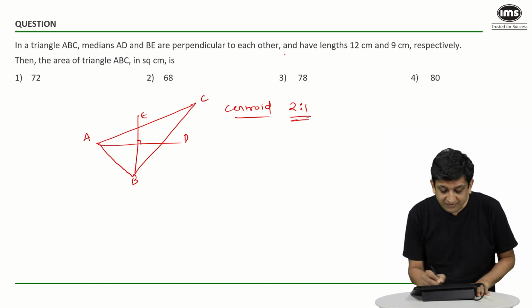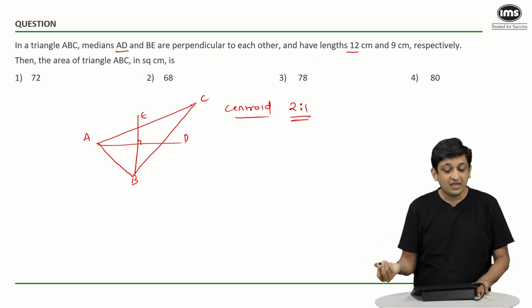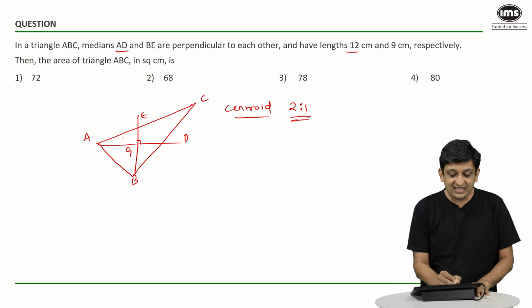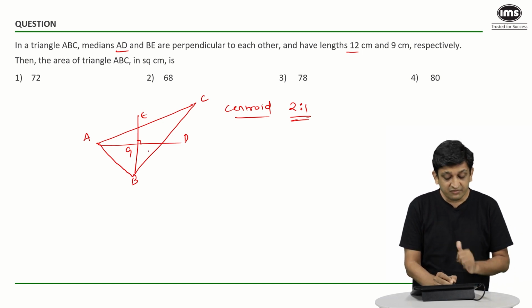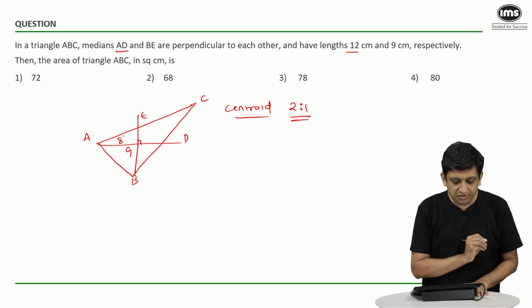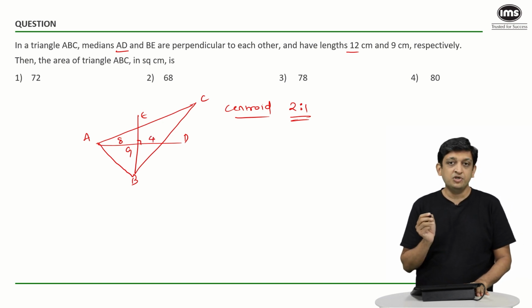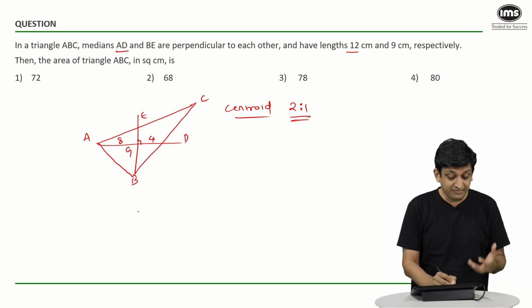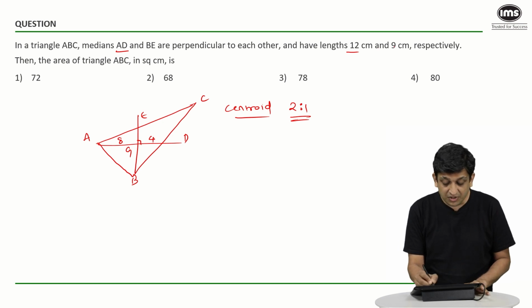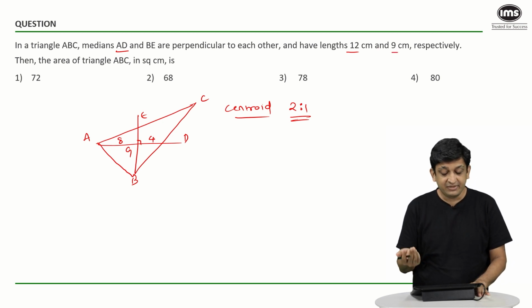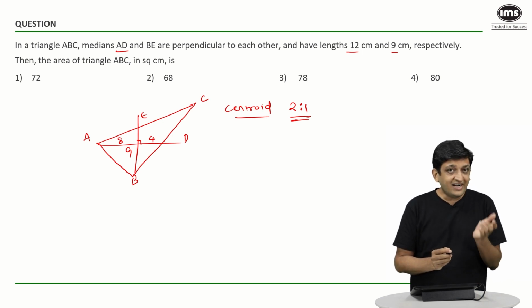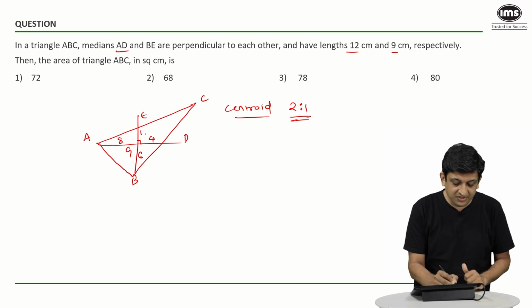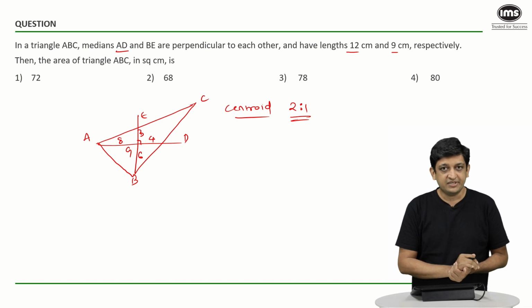Now we know that the length of the median AD is 12 centimeters. So can we say that this centroid, denoted by point G, divides this line AD in the ratio of 2:1, which means that the length of AG here is going to be 8 and the length of GD here is going to be 4. Similarly, if I am looking at this median BE, because the length of BE is 9 centimeters, the centroid will divide the median in the ratio of 2:1, so BG will be equal to 6 and GE will be equal to 1 part, or 3 centimeters in this case.